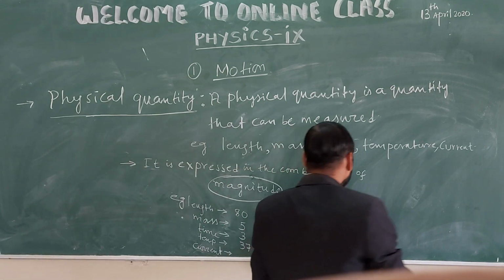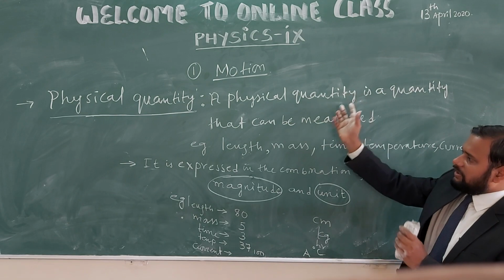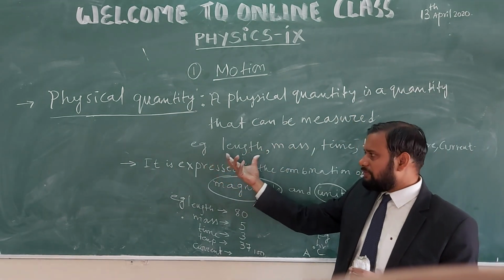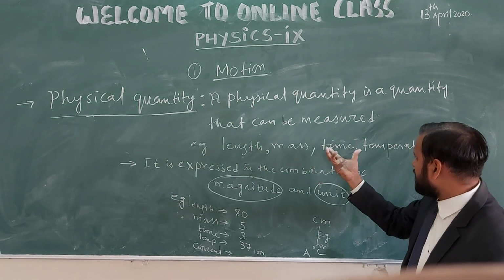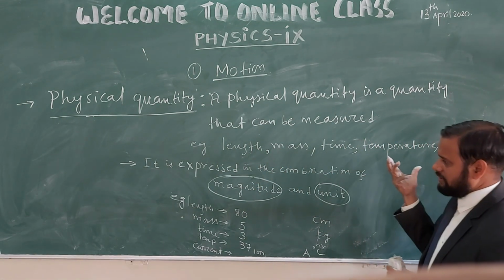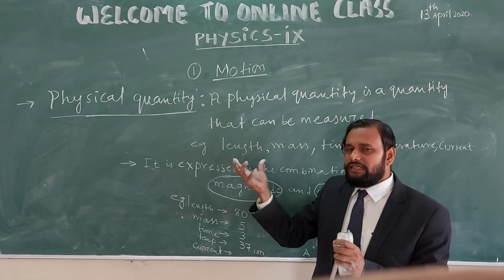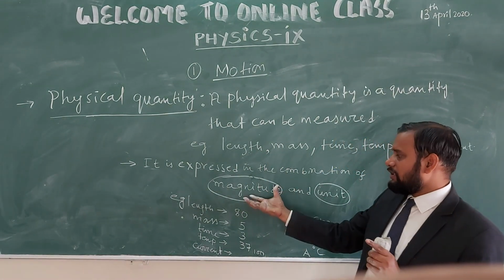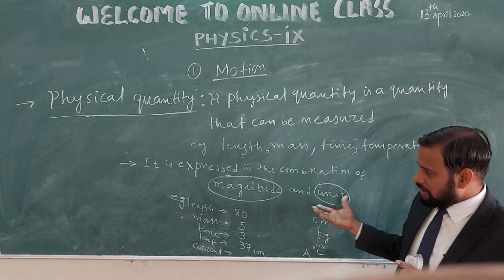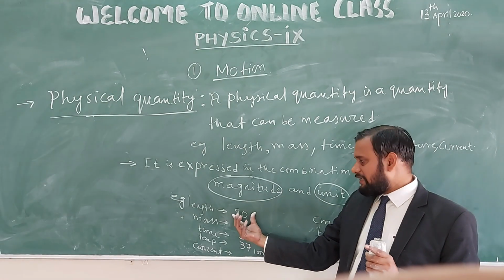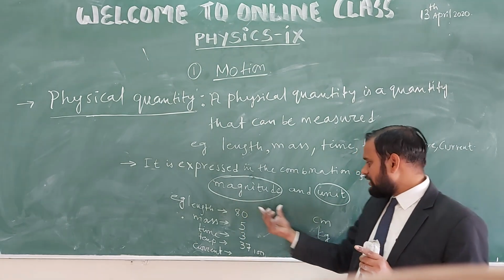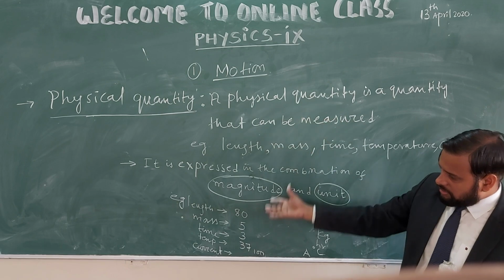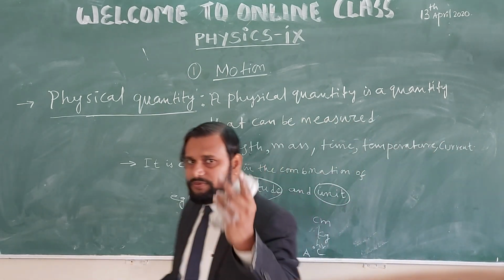So a physical quantity is a quantity that can be measured. Here we are measuring different types of things: length, mass, time, temperature, current. And this physical quantity is always expressed in terms of magnitude and unit. For length, suppose it is 80 centimeter, 80 is magnitude and its unit is centimeter. So these physical quantities are of two types.